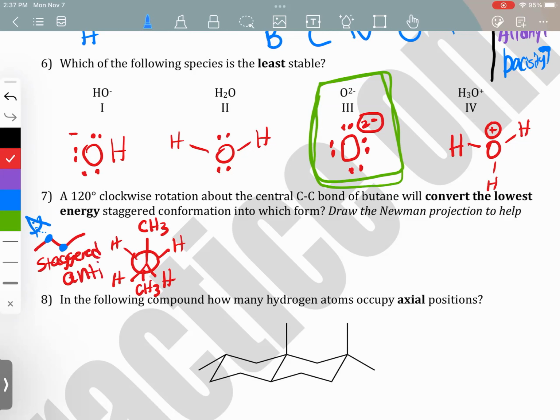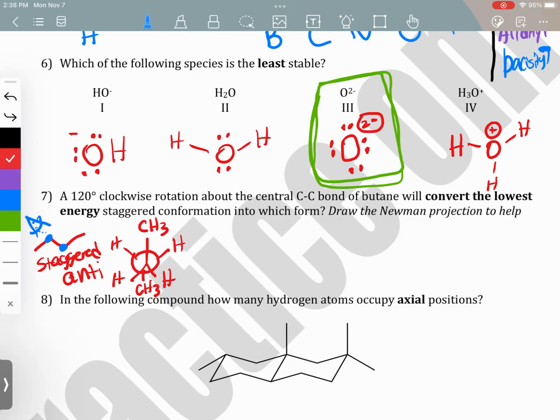How do you know it's anti again? Because the 2 big groups are facing opposite each other. Like how 1 methyl here is facing up and the other one is facing down, this is called anti. It's another way of saying trans. And if they're on the same side, like the cis thing, it's gauche, right? Right. Okay.